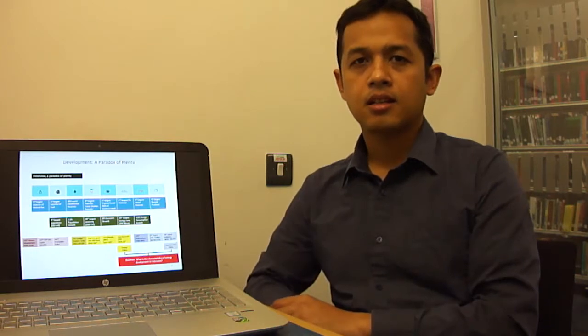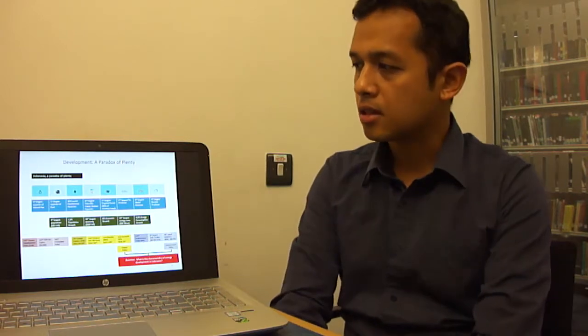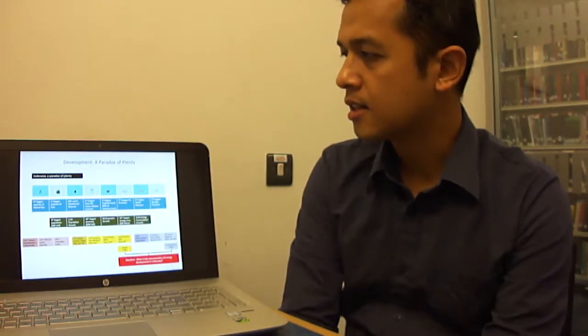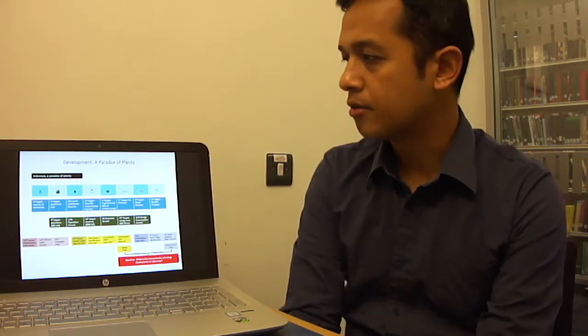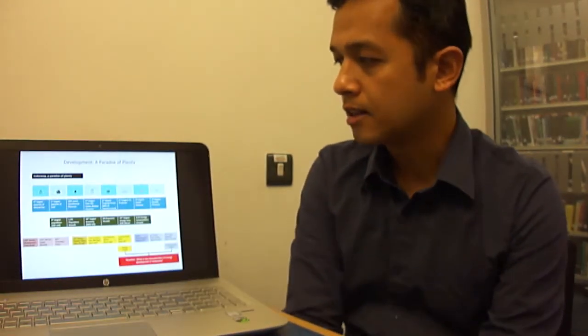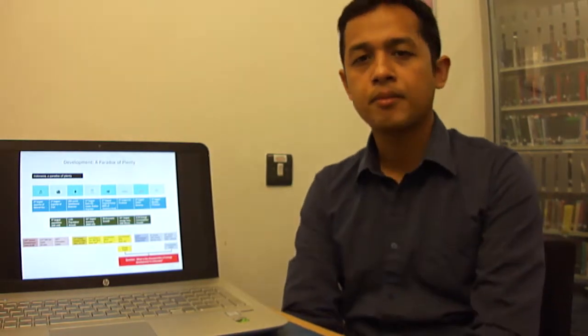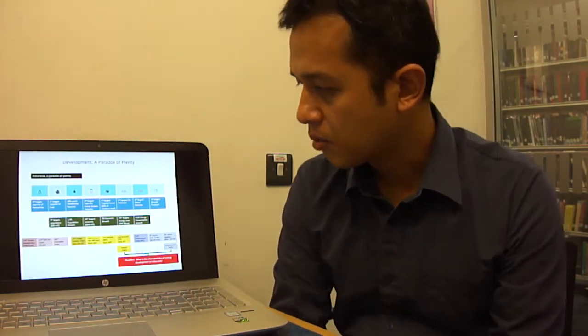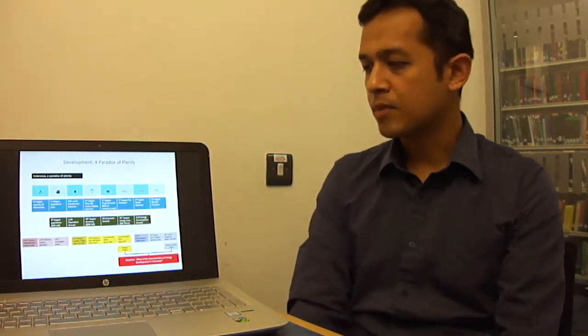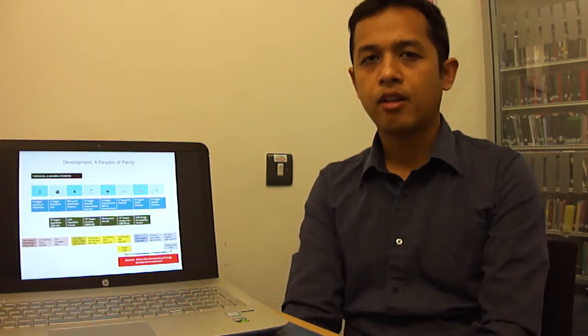For Indonesia, development is a paradox of plenty, because Indonesia is the fifth largest exporter of natural gas, the largest exporter of coal, and the second largest exporter of palm oil. But on the other side, Indonesia is also one of the poorest countries, with a very low corruption index, low renewable energy penetration, and one of the biggest greenhouse gas emitters.